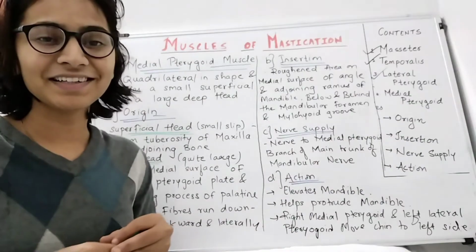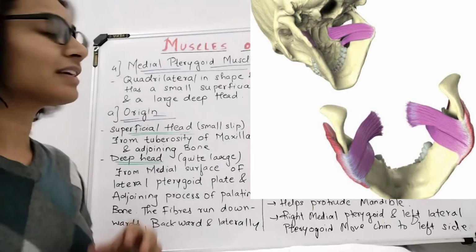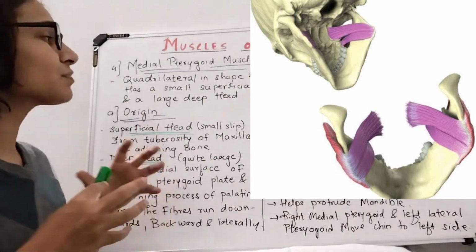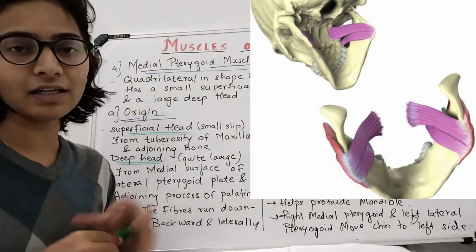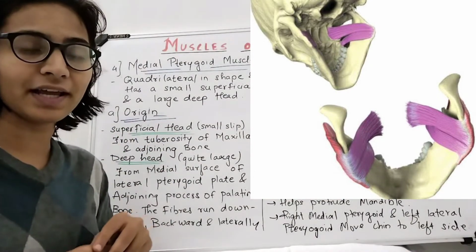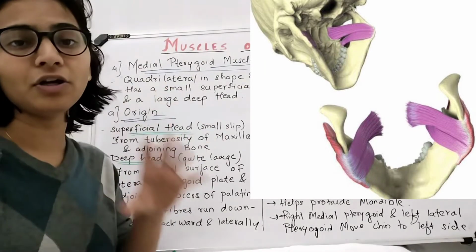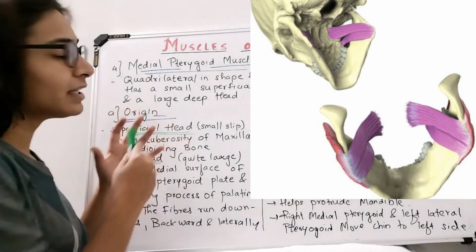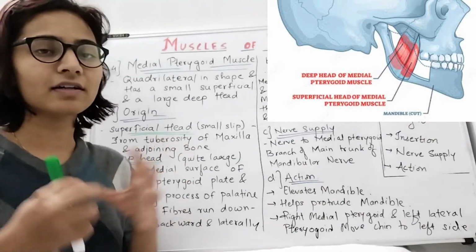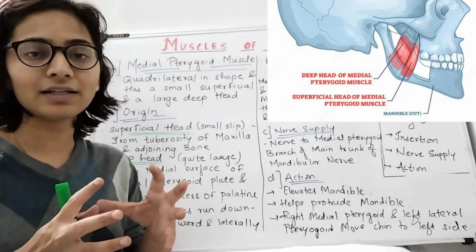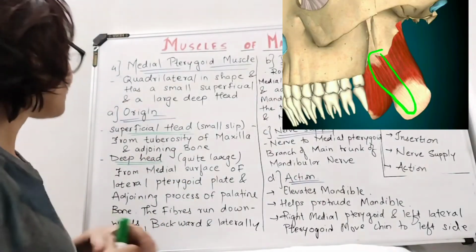So now let's study about the medial pterygoid muscle. Medial pterygoid muscle is quadrilateral in shape and has a small superficial and a large deep head. Even medial pterygoid has two heads, superficial head and deep head. In lateral pterygoid, there was upper head and lower head, while in medial pterygoid, it has superficial head and deep head. I'll be inserting diagrams on the screen so that it is easy for you to understand. So let's move on towards the origin.